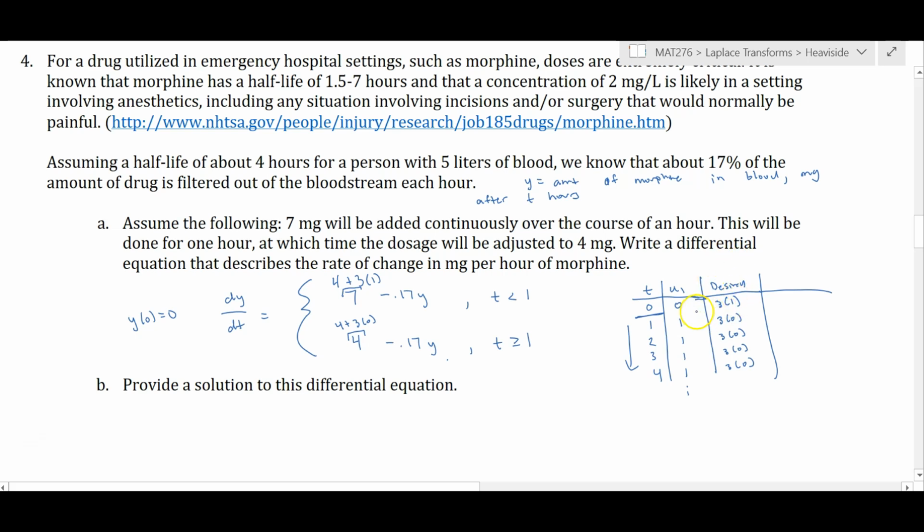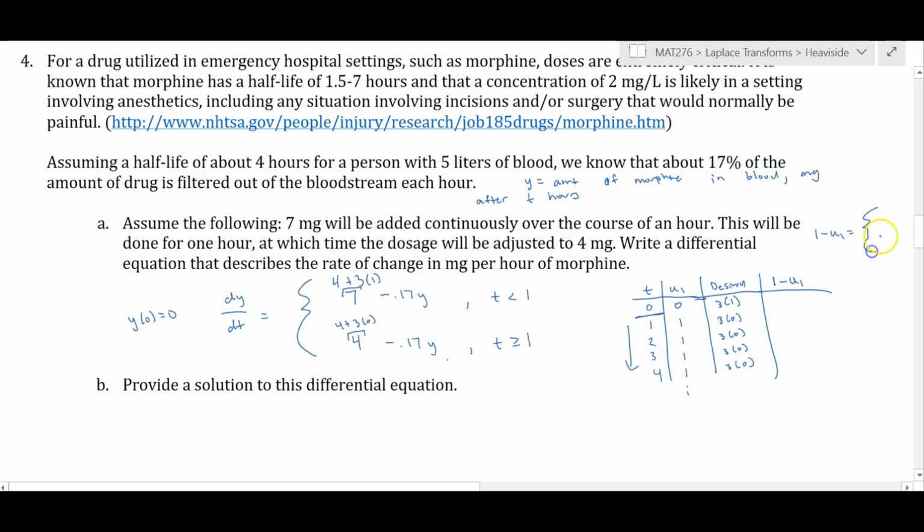Well, here's the thing. When Heaviside is 0, I want a multiplier of 1. And when u1 is 1, I want a multiplier of 0. So how could I possibly change a 0 into a 1 and change a 1 into a 0? And here's the trick. If I do 1 minus u1, okay, I'm going to do this off to the side. 1 minus u1 would look like this.